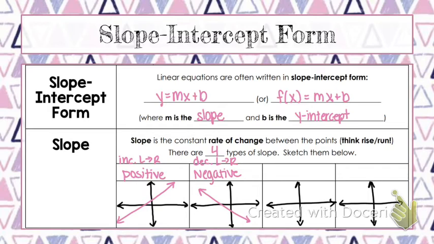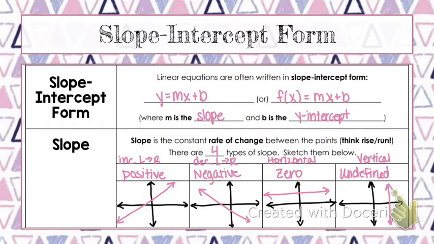Then we have a slope of 0. And a 0 slope is a horizontal line. So it might look like this. And then finally, we have an undefined slope. And that is a vertical line. So it could look like this.